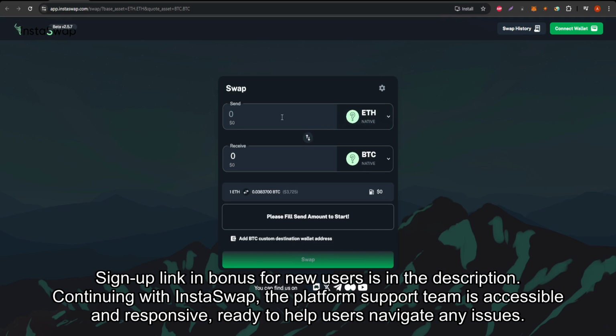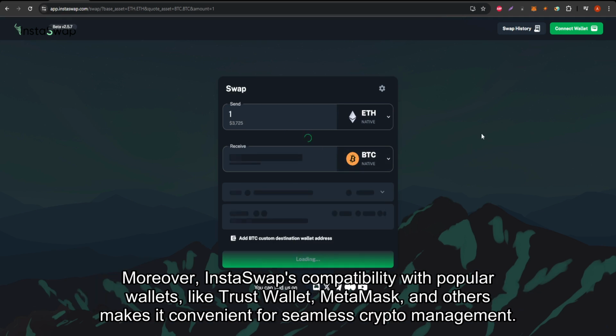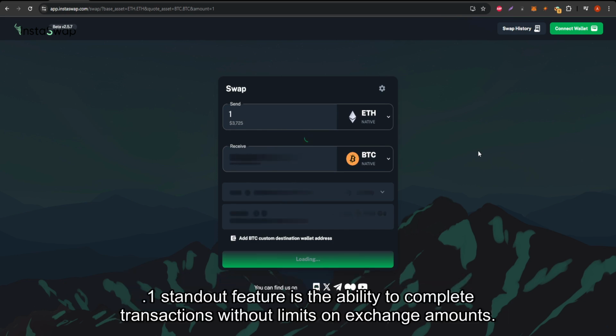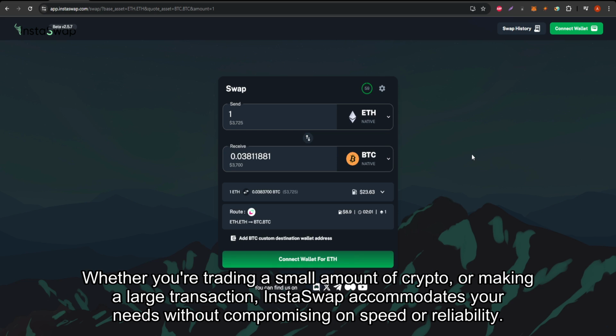Continuing with InstaSwap, the platform's support team is accessible and responsive, ready to help users navigate any issues. Moreover, InstaSwap's compatibility with popular wallets like Trust Wallet, MetaMask, and others makes it convenient for seamless crypto management. One standout feature is the ability to complete transactions without limits on exchange amounts. Whether you're trading a small amount of crypto or making a large transaction, InstaSwap accommodates your needs without compromising on speed or reliability.